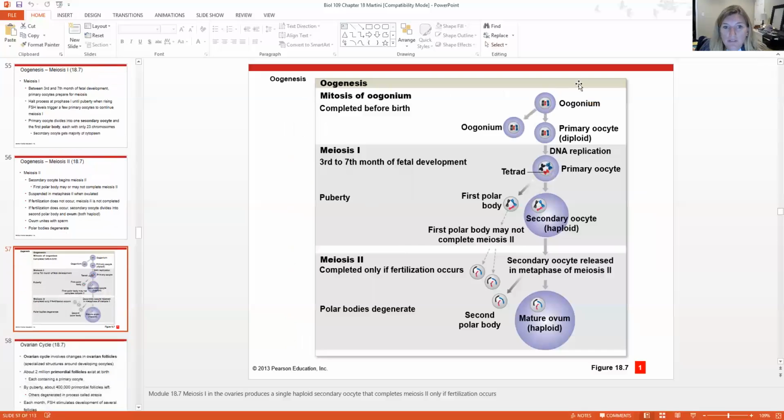So this is all happening before birth. The oogonium divides to create another oogonium and a primary oocyte. DNA is replicated, primary oocytes are formed, and then at about puberty, the secondary oocytes will form. This is kind of on a monthly cycle basis, right? Once a month, one is selected to kind of win the lottery. This secondary oocyte will be released, and it will continue into metaphase. And if it is fertilized, then it will develop into a mature ovum, or it will not, if it's not fertilized.